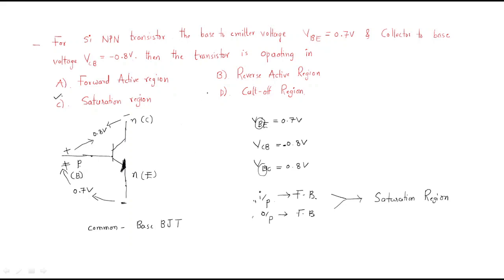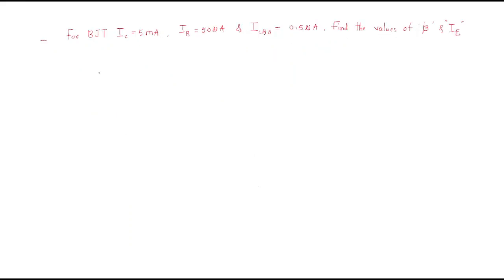So in the exam, if you get any problem like this, just check whether the given biasing is forward bias or reverse bias. Then you decide which region the transistor is operating in. Okay. Next problem. The next problem is for a BJT: IC equals 5 milliamperes, IB equals 50 microamperes and ICBO equals 0.5 microamperes. Find the values of beta and emitter current. So this is the question.